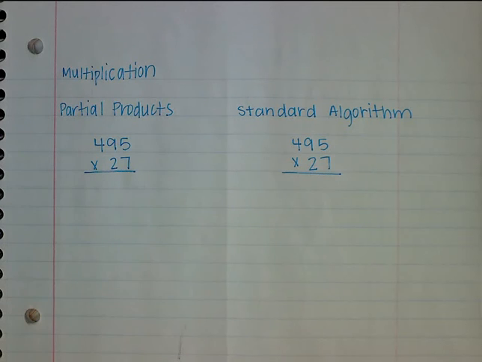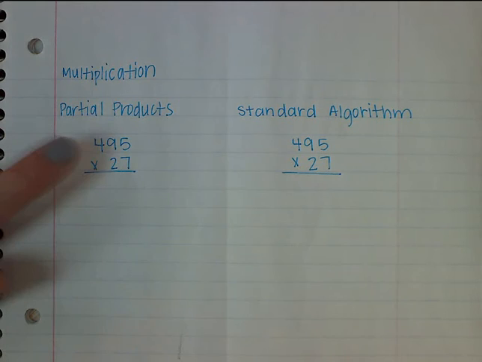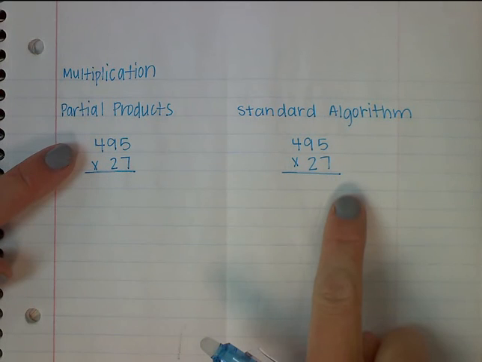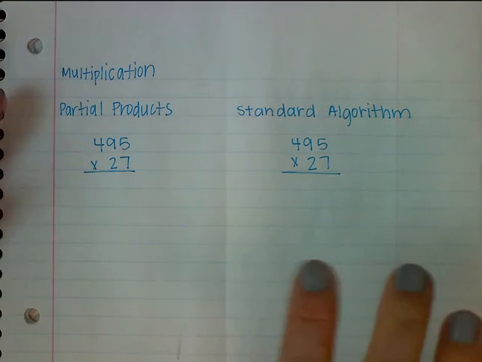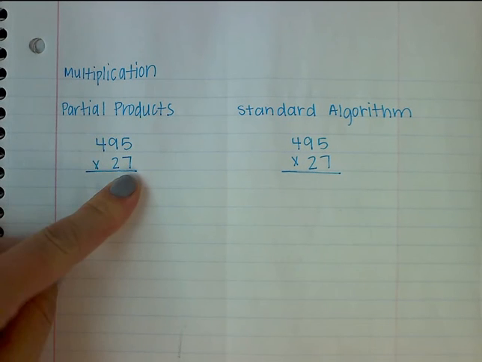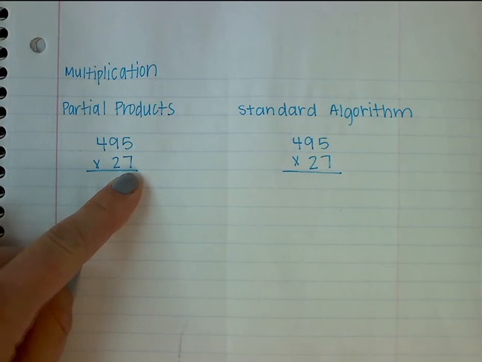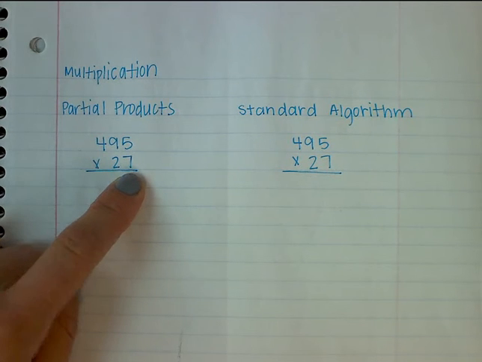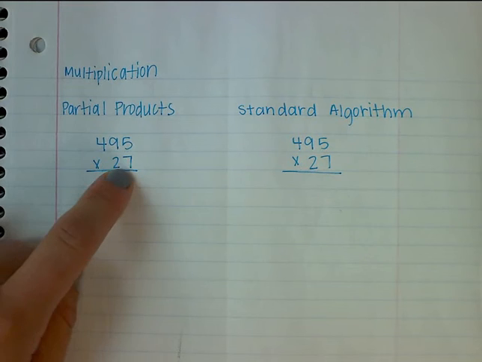Okay, I am going to solve a multiplication problem using partial products and the standard algorithm so that you can kind of see the difference between the two different methods of solving these multiplication problems. So when we start with partial products, we're going to use the 7 ones first because it's in the ones place, so it represents 7 ones. And we're going to multiply the 495 by the 7 ones, but we're going to do it piece by piece.